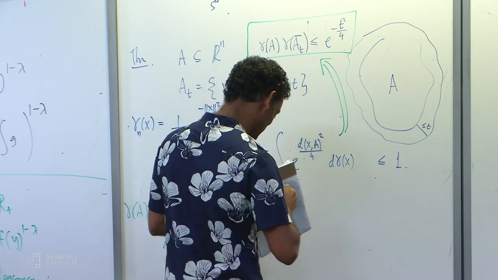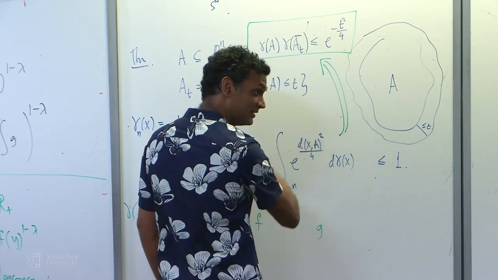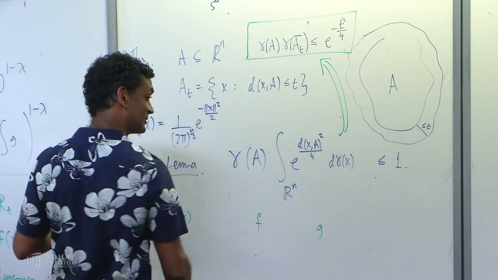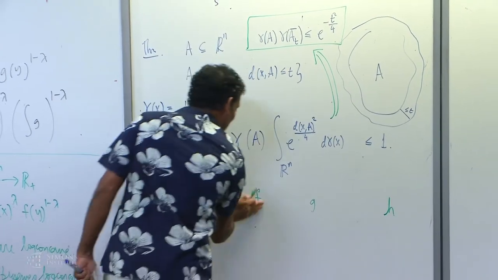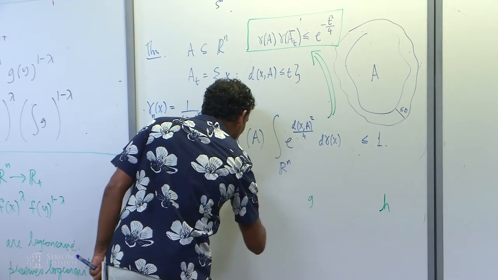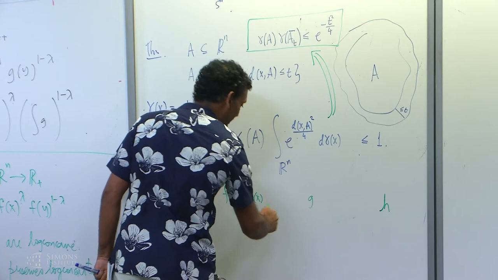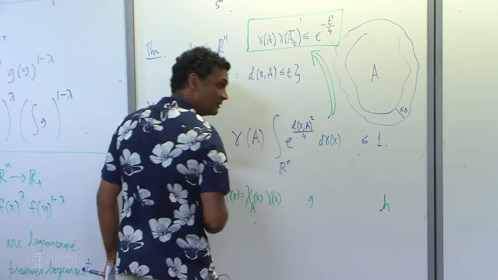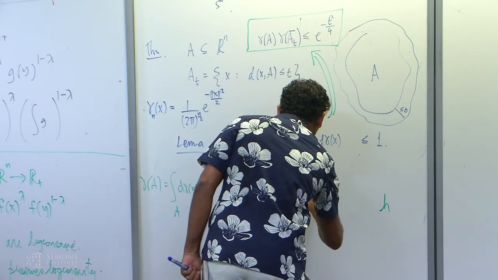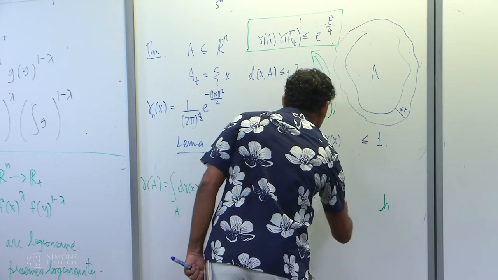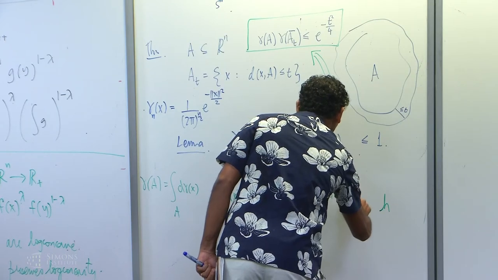So let me give you a hint. F will map to this one. G will map to this one. I mean, the integrals, obviously. This will be the conclusion, right? So the conclusion will be about integrals. And H will map to this one. Okay. So what should we define them to be? F of x is just going to be the indicator function of the set A. So it's 1 if you're in the set A, times the Gaussian density, so that the integral of f is gamma of A. G is going to be e to the distance of x to A squared over 4 times gamma of x.